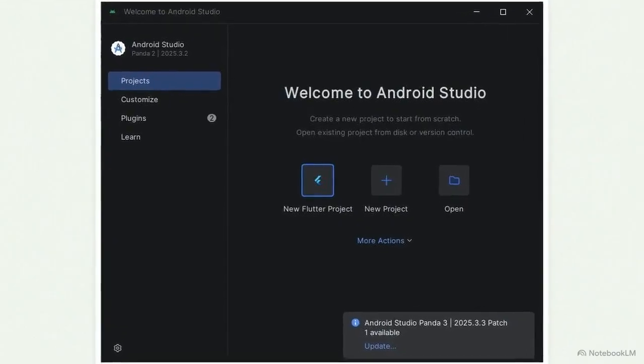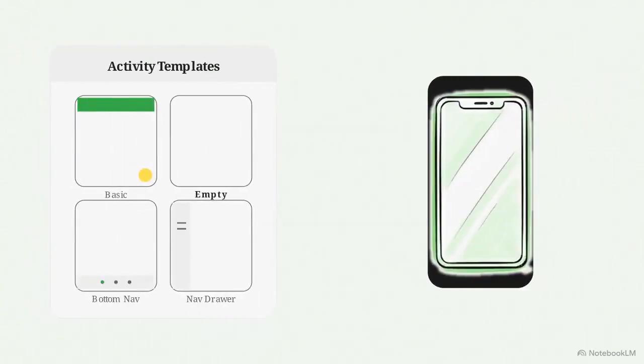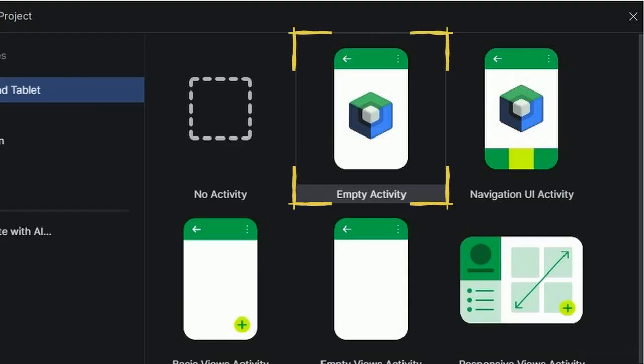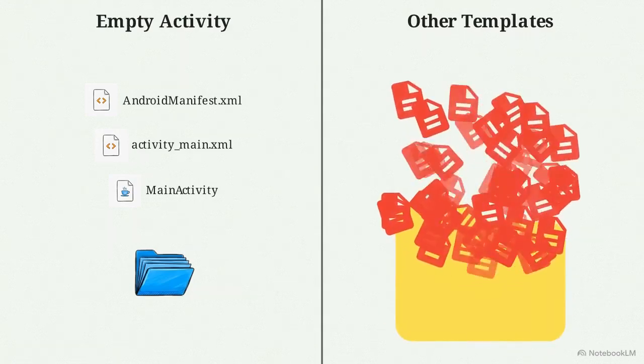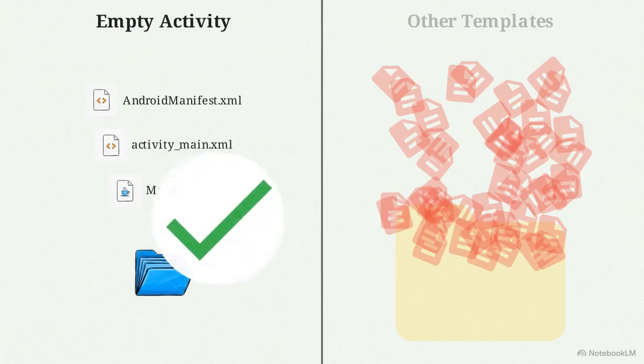Let's begin by opening Android Studio and starting a brand new project. The Setup wizard opens, prompting us to choose an activity template. This template defines our application's initial screen structure. We need to select the Empty Activity option from the grid. We use this specific template because it provides a completely clean slate. It generates the necessary backend files without cluttering our workspace with extra code we don't need.